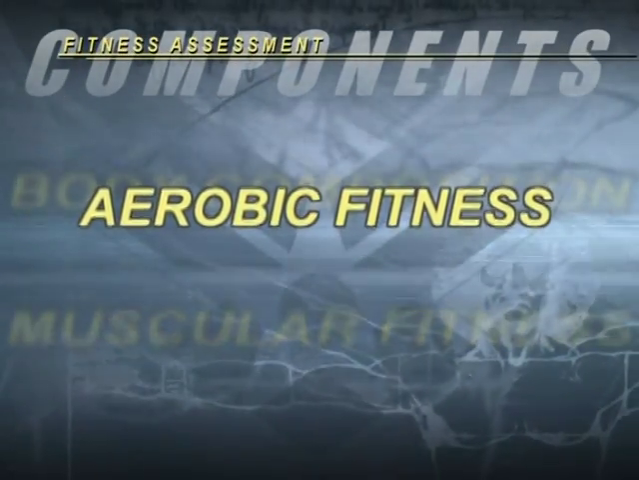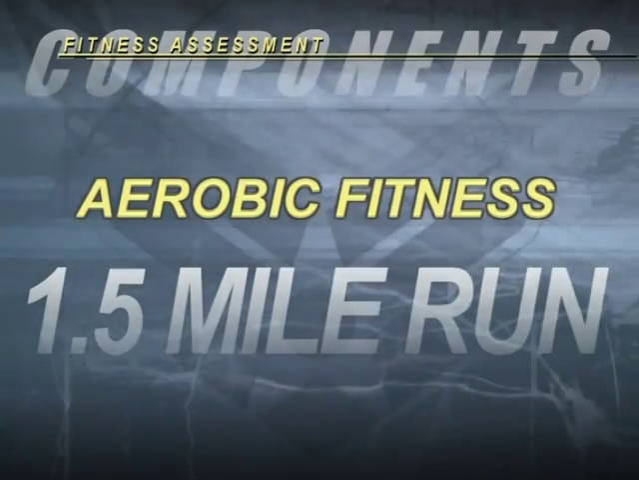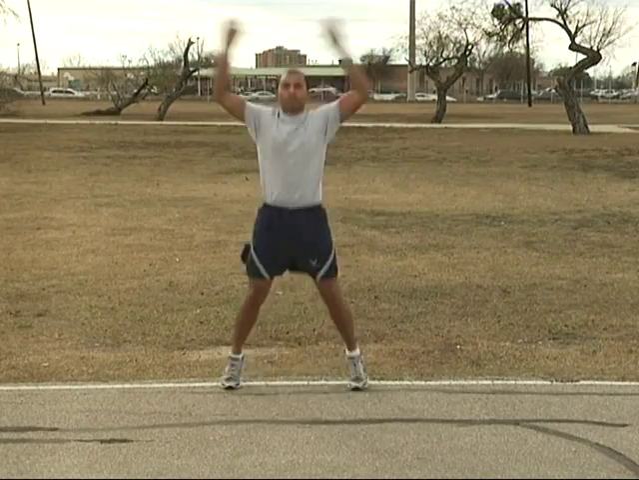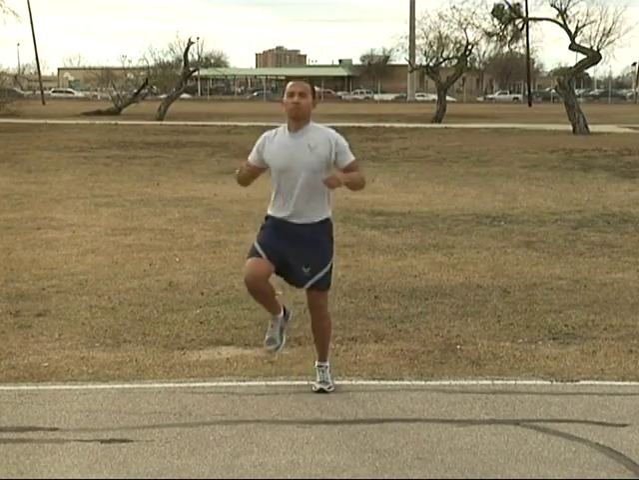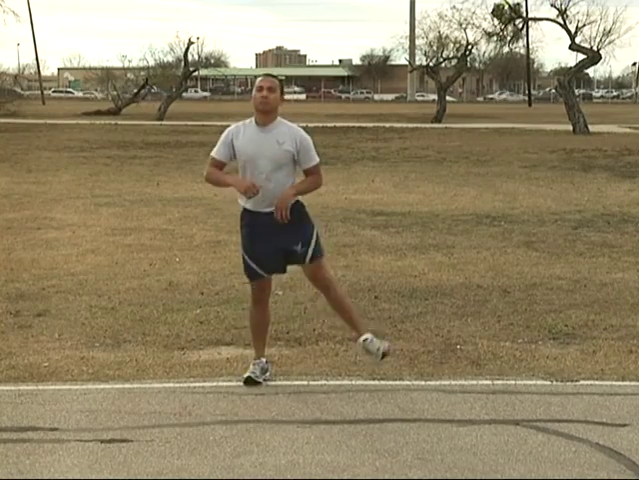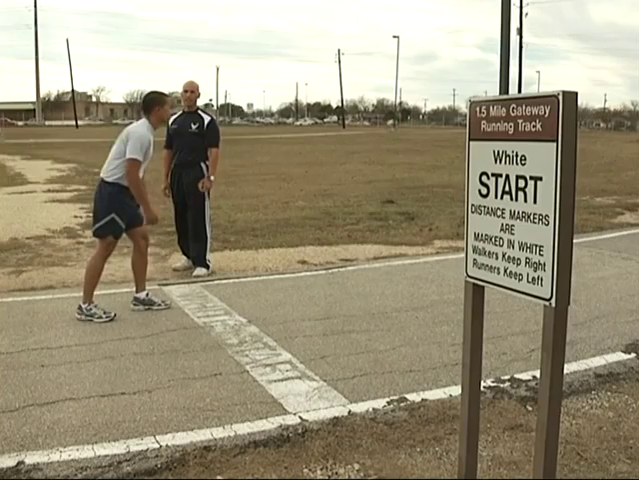Unless medically exempt, all members will complete the 1.5-mile run as the aerobic component of the fitness assessment. The 1.5-mile run is used to measure cardiorespiratory fitness. You may warm up prior to beginning the run. When you are ready, line up behind the starting line.